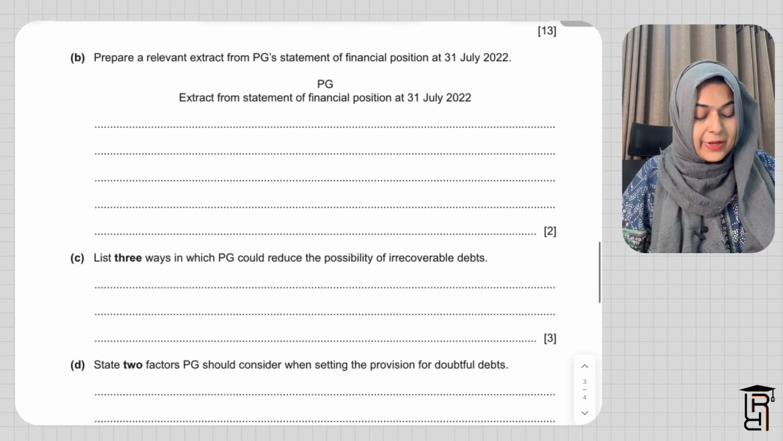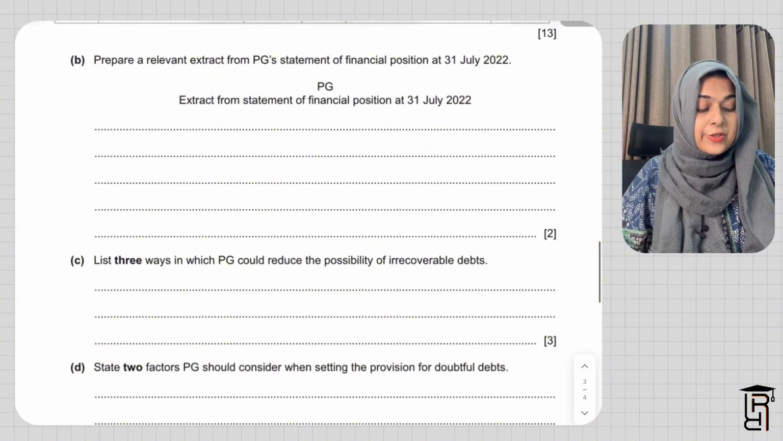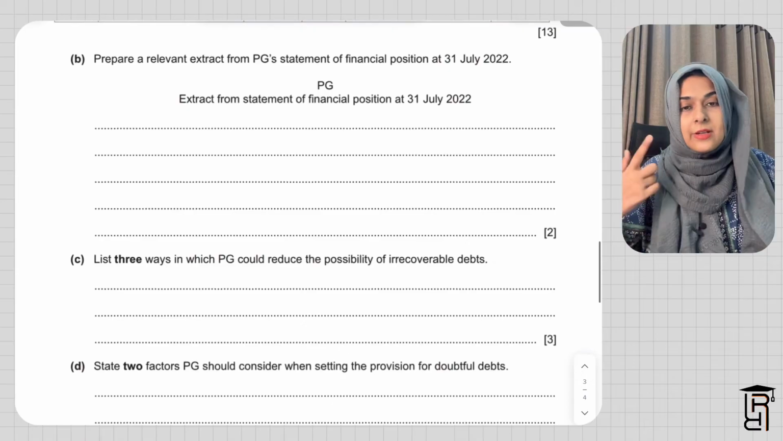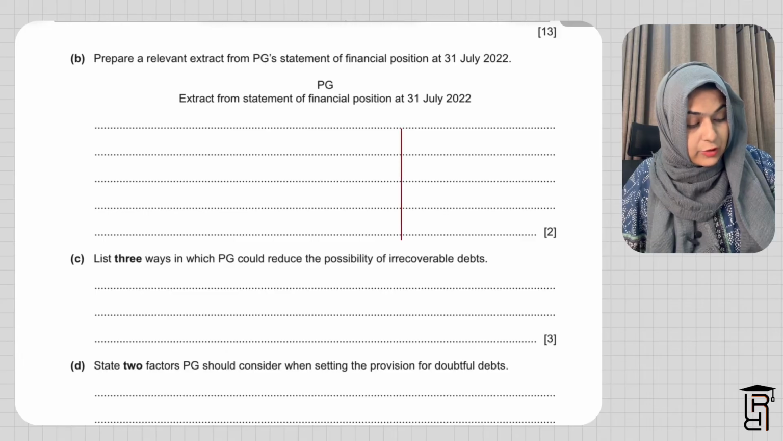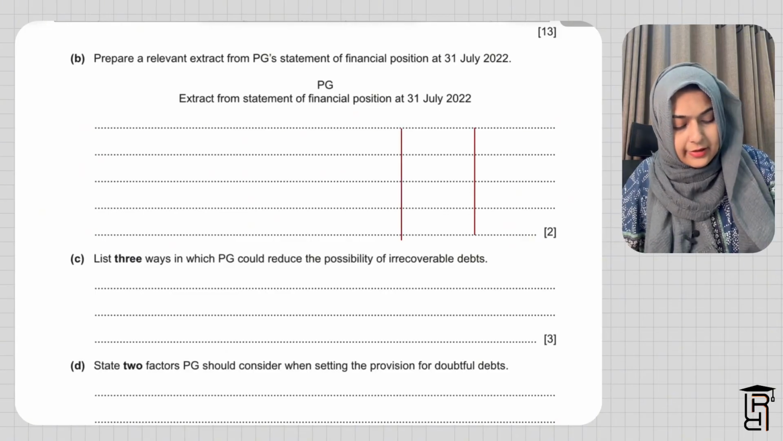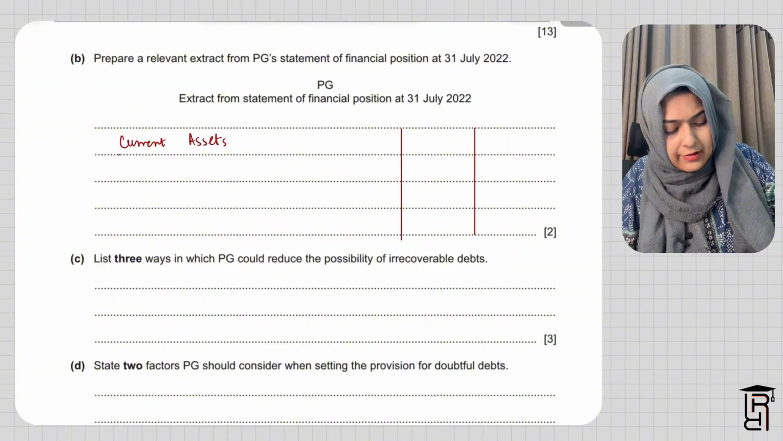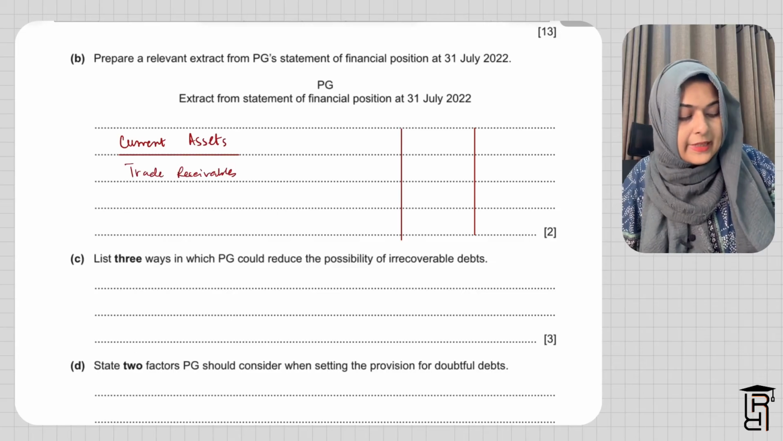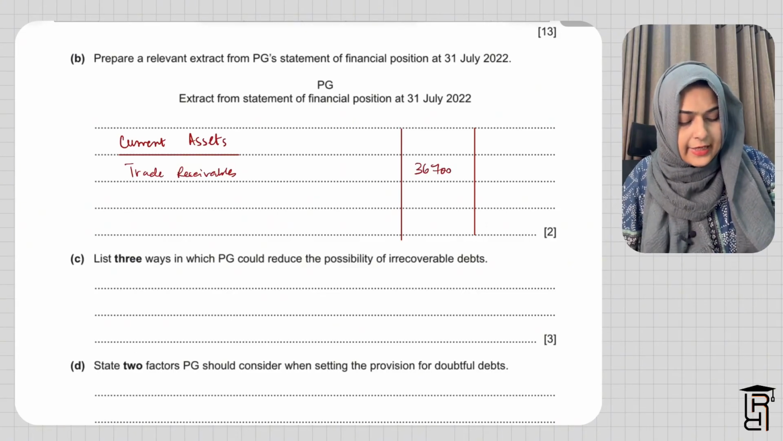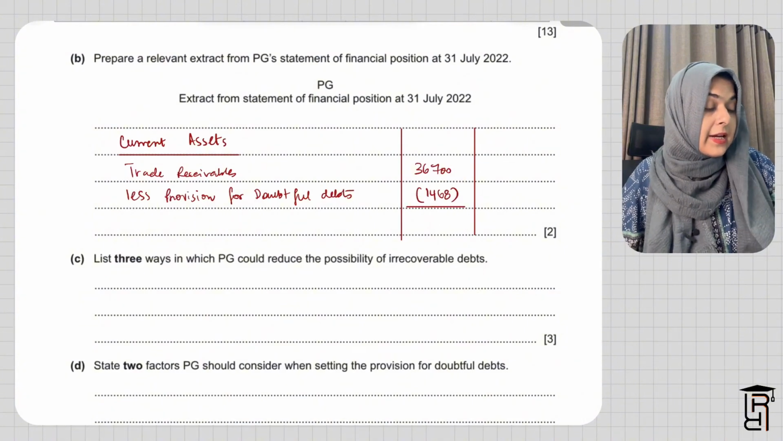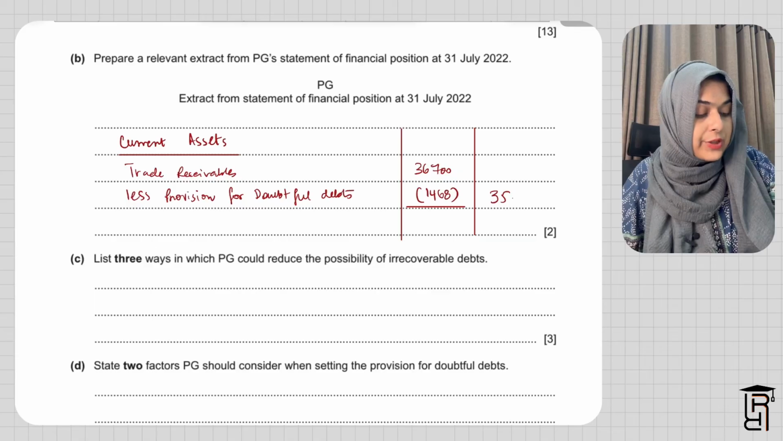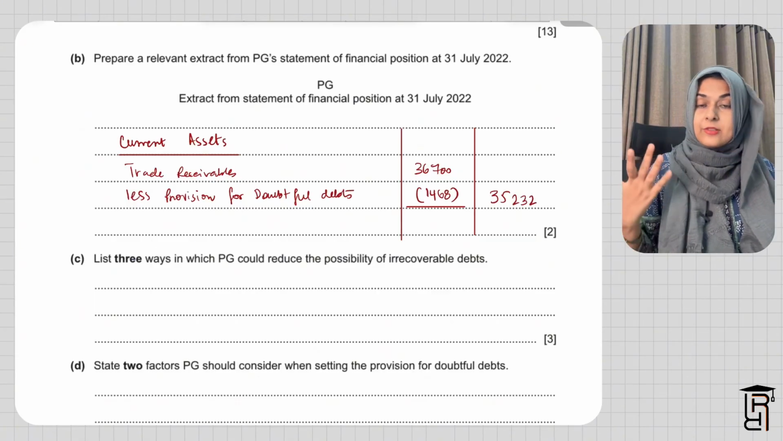Then they are saying prepare a relevant extract from PG's statement of financial position at 31st July 2022. So we have the current assets information. So what we'll do is that we'll make two lines here, and then I will write here current assets. So I have current assets information, that is my trade receivables at end. Trade receivables at end are 36,700. I'll write here less provision for doubtful debts. I'll write here 1468, which I will subtract from 36,700, and my answer will come out to be 35,232. That's for my extract of the statement of financial position.